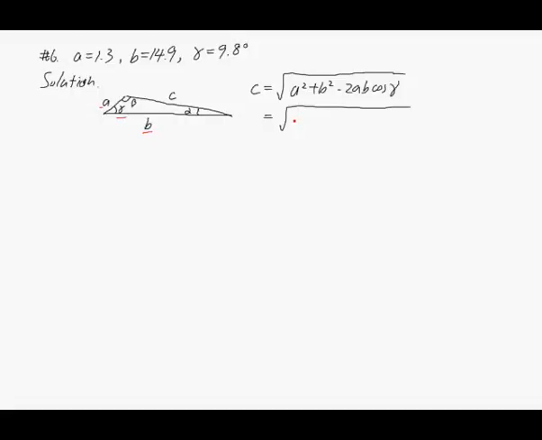Now you plug in the knowns into this expression. You have the square root of 1.3 squared plus 14.9 squared minus 2 times 1.3 times 14.9 times cosine 9.8 degrees. And this is approximately equal to 13.6.